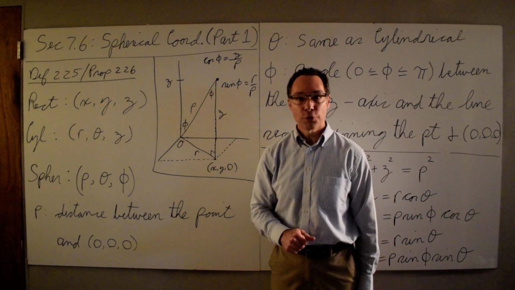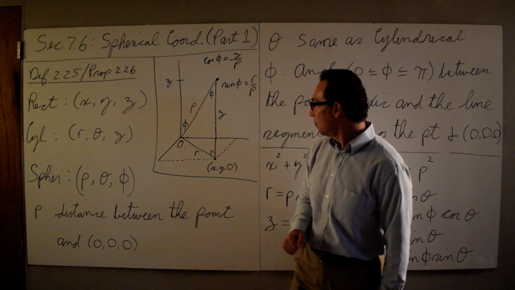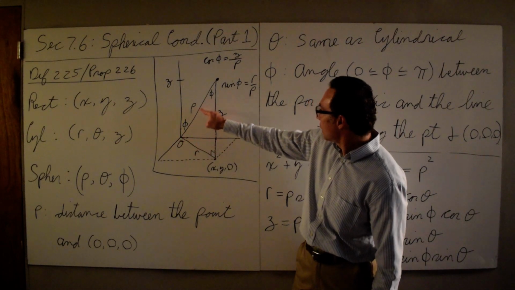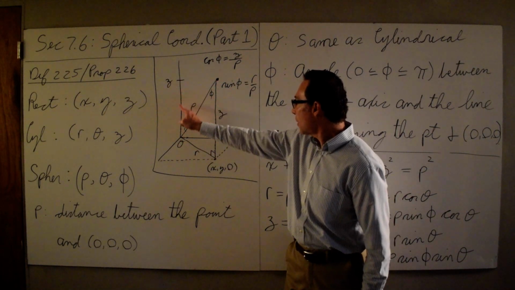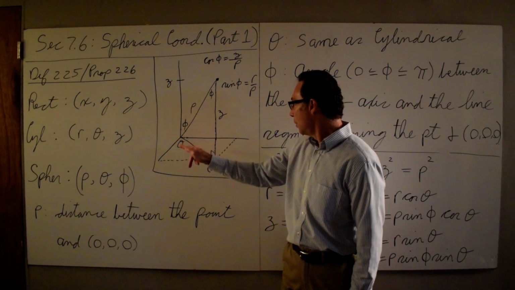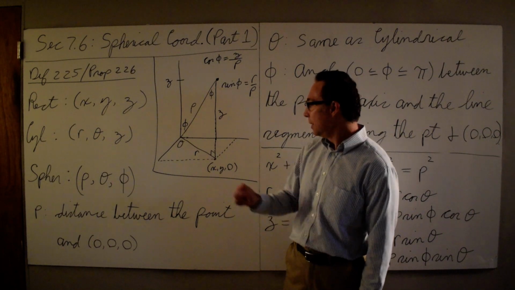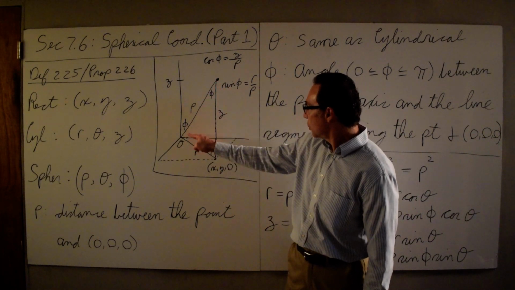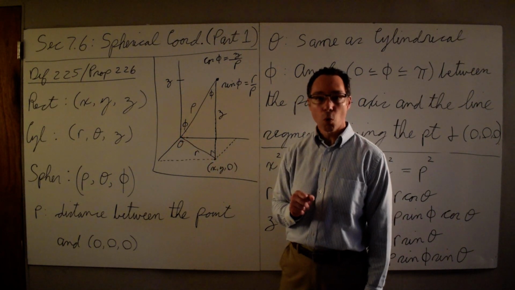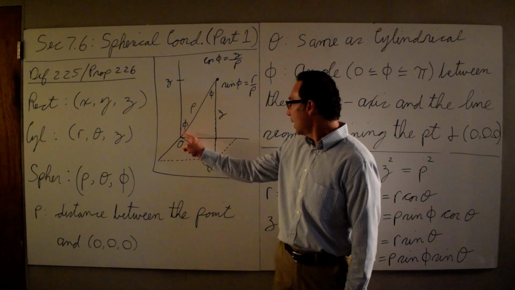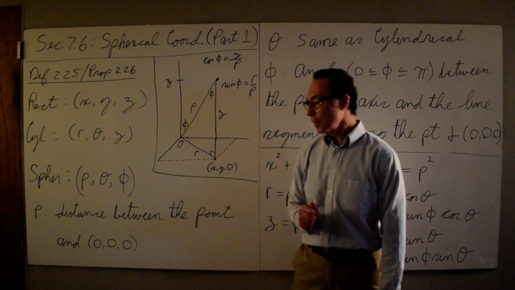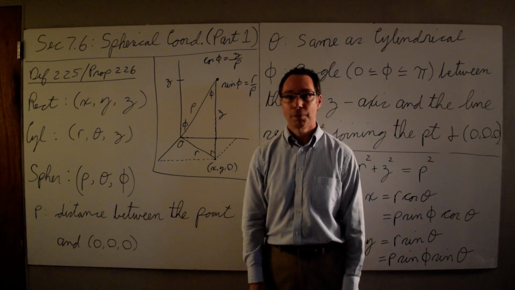Now, what is phi? Phi is the angle between 0 and pi that the segment joining 0, 0, 0 to our point makes with the positive z-axis. So phi is right here. So we have rho, theta, phi. Rho is the distance our point is from the origin. Theta is the same as it was for cylindrical coordinates. And phi is the angle that this segment makes with the positive z-axis. So that's what our spherical coordinate is.